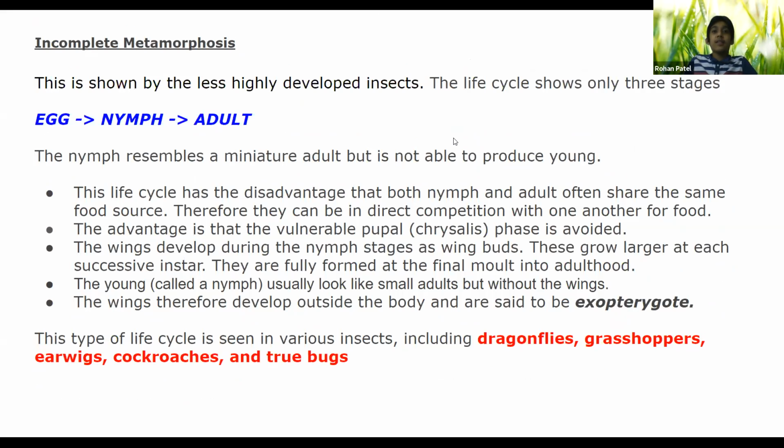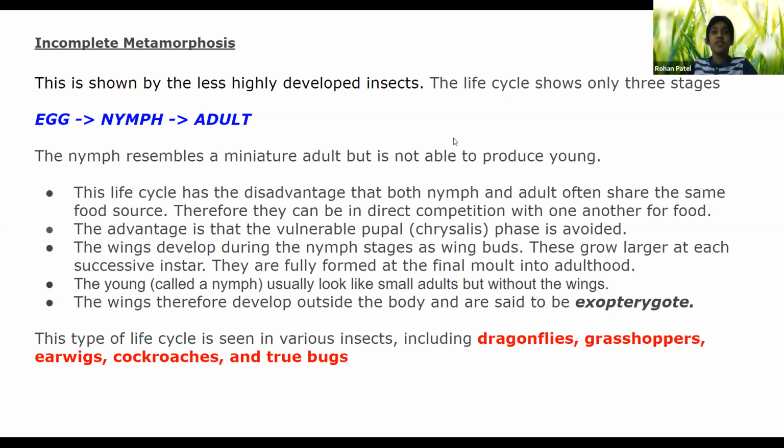This life cycle has the disadvantage that both nymph and adults often share the same food source, and therefore can be in direct competition with one another for food. So before, in complete metamorphosis, I talked about how the caterpillar eats leaves, but the butterfly goes to milkweed. But in incomplete metamorphosis, it's completely opposite, and both the nymph and the adult share the same food source. And that's why they are in direct competition with one another.